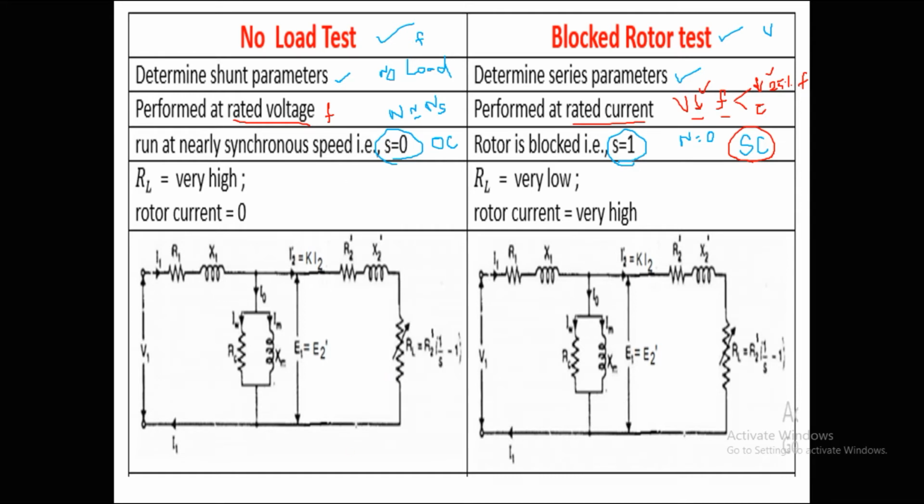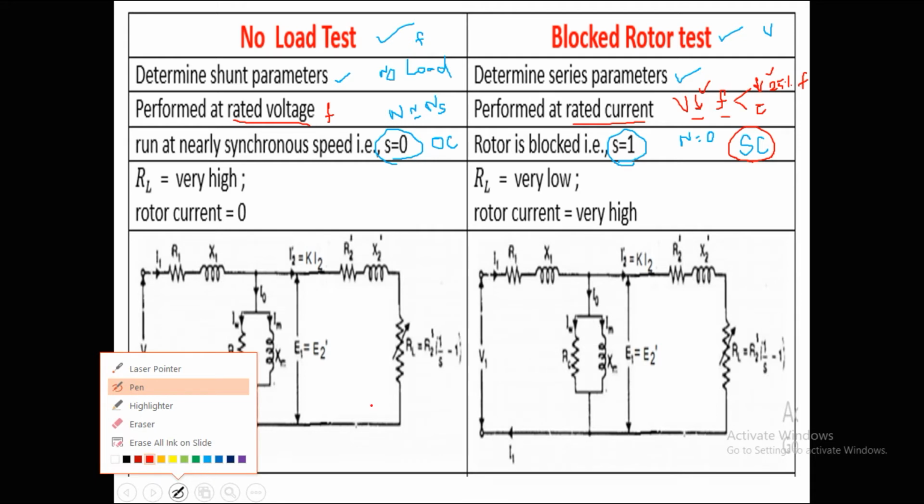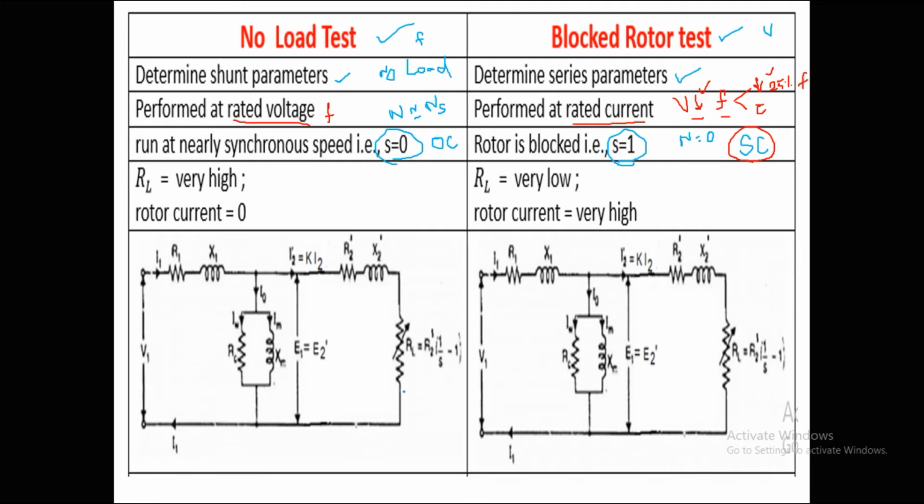So now we are just going to substitute the value of the slip in this equivalent circuit. Here, in the electrical equivalent of mechanical output, we are having the value of slip. So by simply substituting the value of slip as 0 here, we can get the value of RL as infinity.